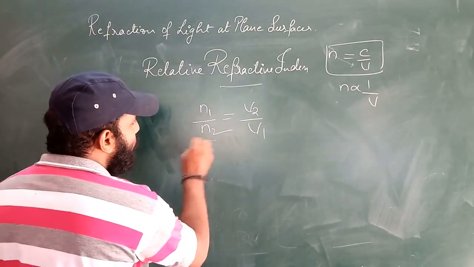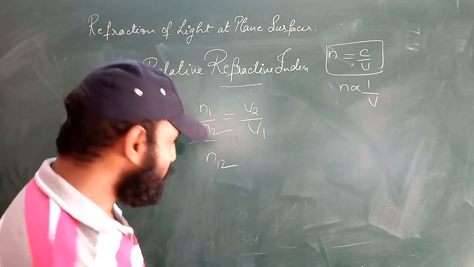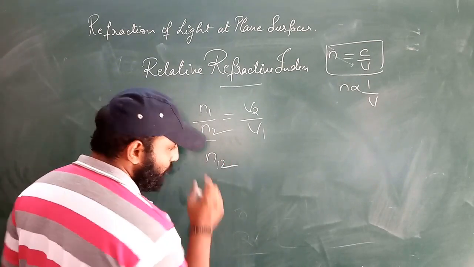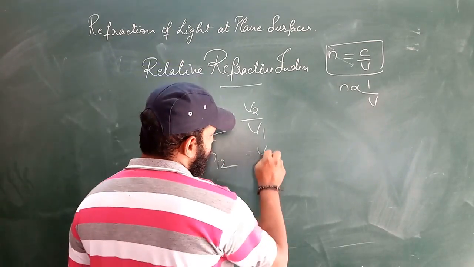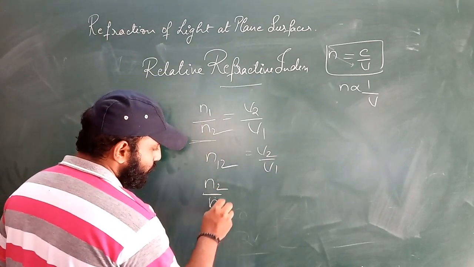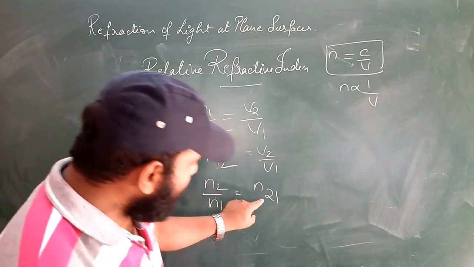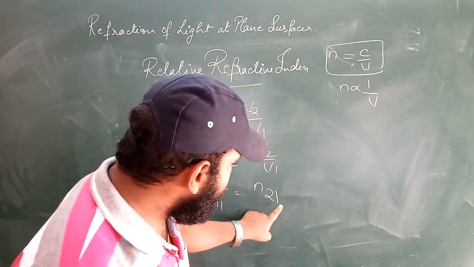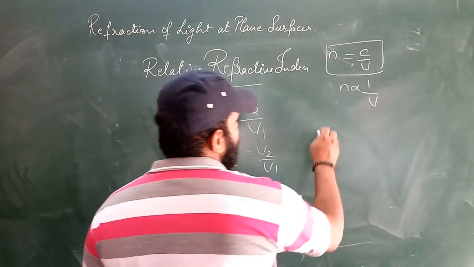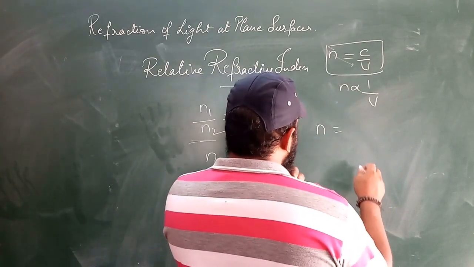So how can I write this? N1 by N2, I can also write as N12. Here N12 tells about the refractive index of one medium to the refractive index of the second medium, which is equal to V2 by V1. If I write N2 by N1, that is N21, meaning the refractive index of the second medium to the refractive index of the first medium. Understood?